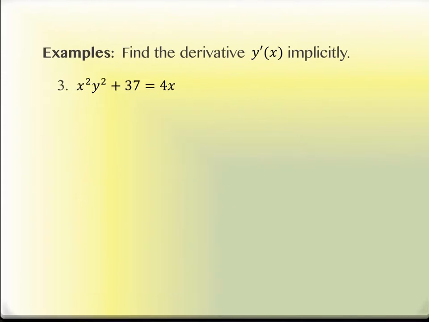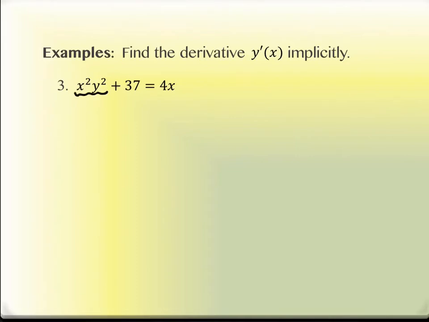Okay, let's try another one. Same directions. It actually says y prime on all of these, or on this one. I don't know why the directions are y prime here. Probably somewhere a different book or something we've used, but that's okay. We have x squared y squared plus 37 equals 4x. So I don't have any quotients or anything to eliminate like I did in the last one, so we can just sort of dive right in.